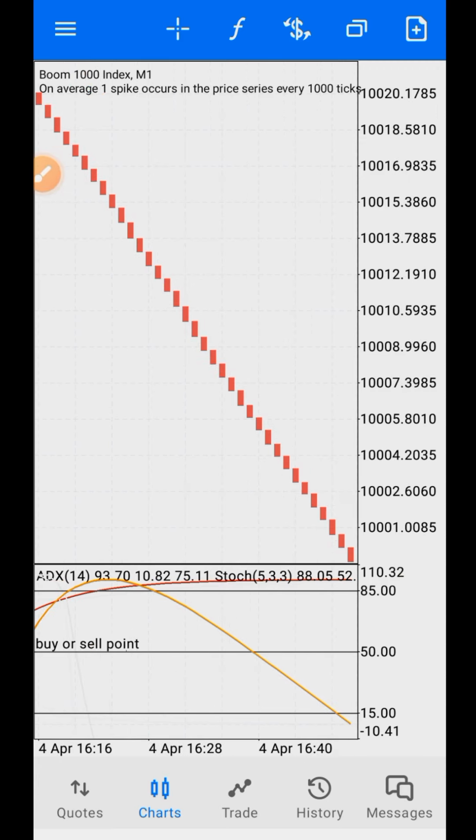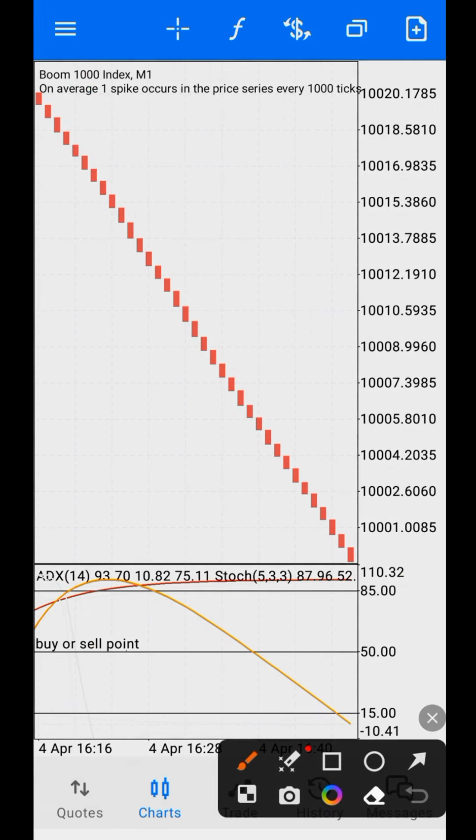The moving average 14 also helps us to confirm the trend. When the moving average 14 gets to the sell or buy point of the stochastic level, that is when you take your decision into the market. You understand? So you take your decision whether you are buying or selling.